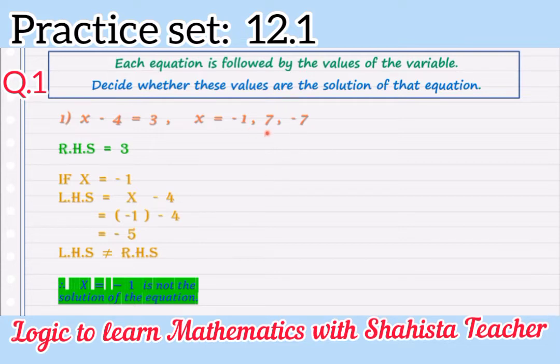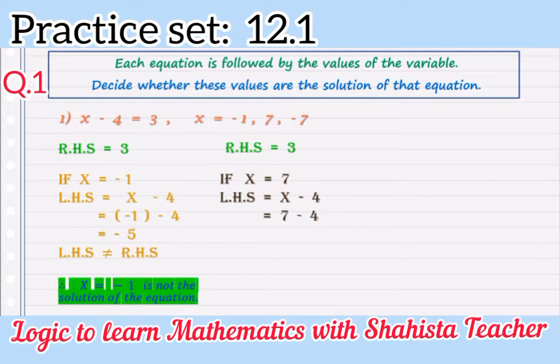Now we will apply the second condition, if x is equal to 7. RHS is 3, and we have to check whether both are equal or not. LHS is x minus 4. In the place of x we will put 7. So 7 minus 4 is 3.